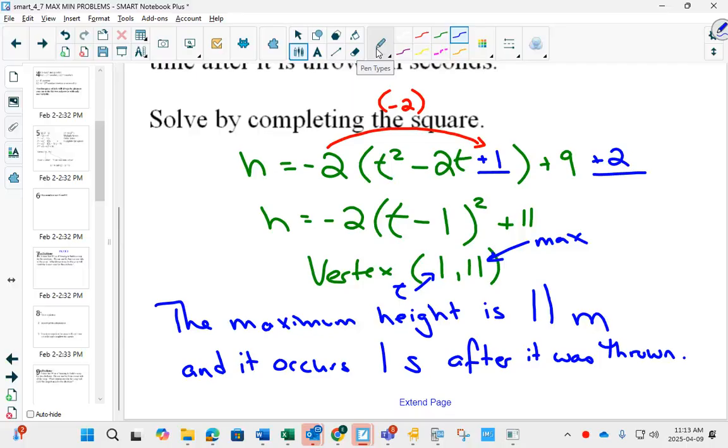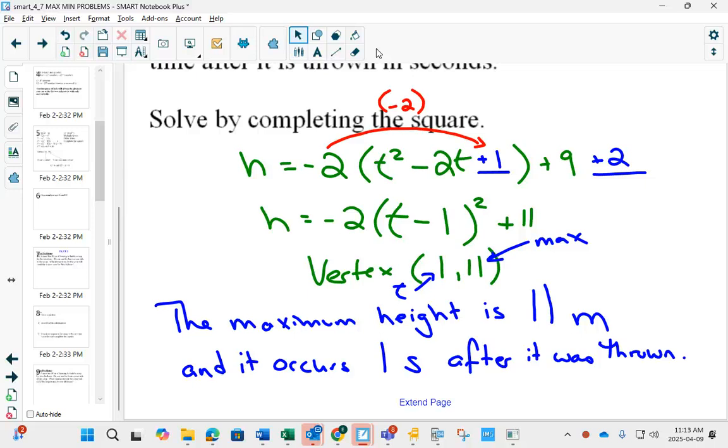This is the easiest max-min problem because the equation was given to us. Our next ones, what makes these questions harder is you have to come up with the equation from the word problem. And we're going to look at different types of questions. Type 1 here was a height question. Equations are usually given. They're the easiest.